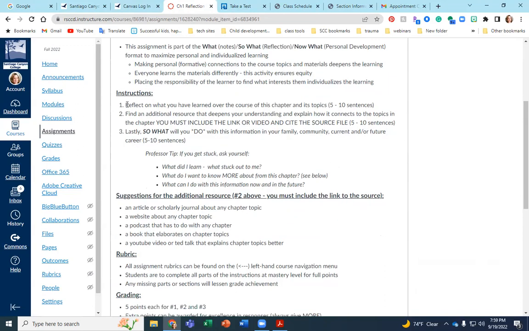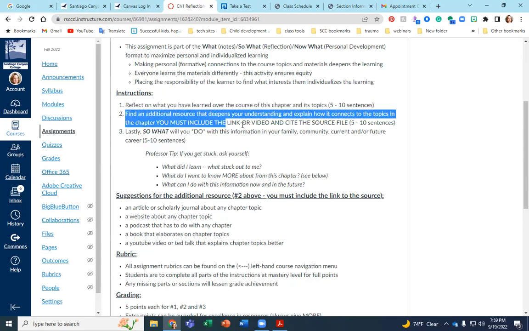But again, you have 3 parts here. Reflect on what you have learned, 5 to 10 sentences. Please separate these 3, 1, 2, 3 by paragraphs. So I know you did your 5 to 10 sentences. Number 2, find an additional resource.